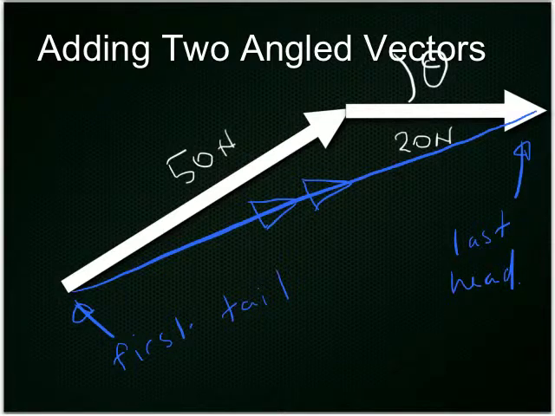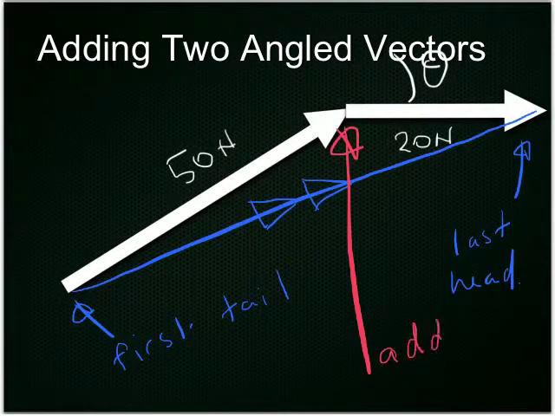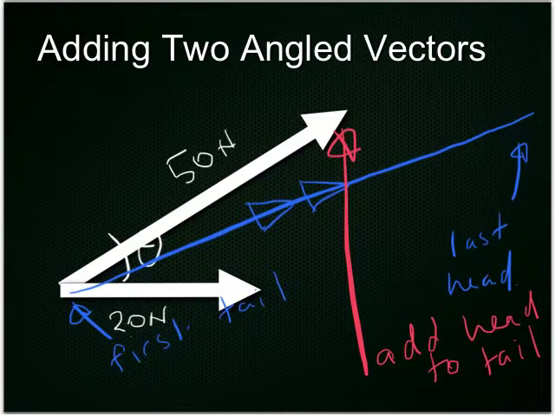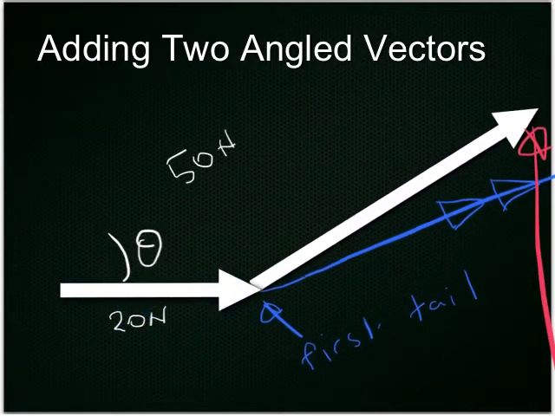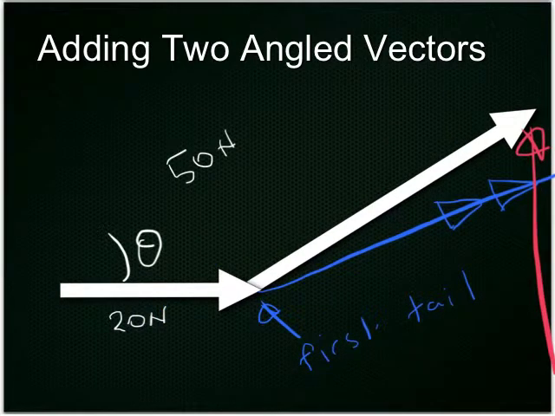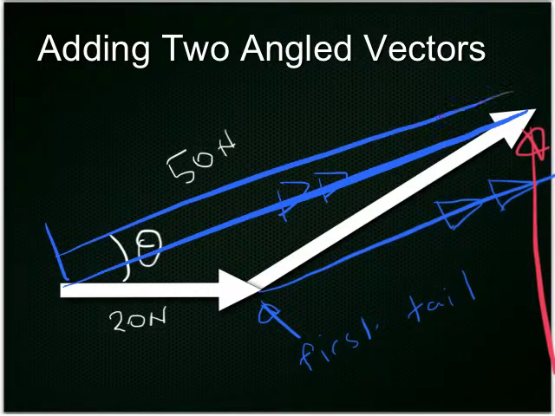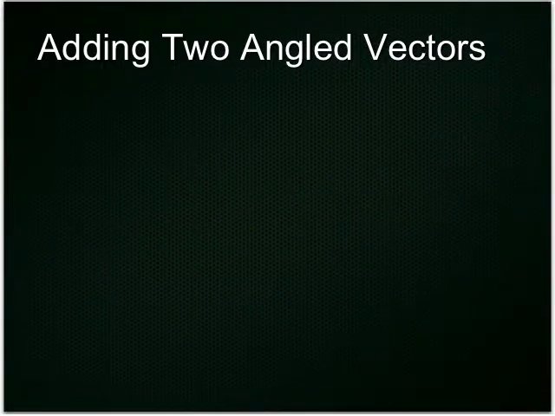And you always add head to tail. Now it doesn't actually matter what order you put it in. I could actually go and grab this one, put it there, then grab this one, and put it there, and I would actually get the same resultant vector that I had before. Now what would the actual value of it be? Well, you grab your ruler and you measure it. So we'll actually do this by measuring things.